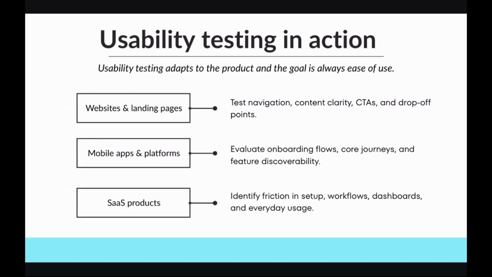So, what does usability testing actually look like in the real world? I'm going to walk you through a few scenarios where teams commonly use it. The first one being websites and landing pages. In this example, testing whether users can easily find pricing information or complete a sign up flow without any confusion is where usability testing would come in. For mobile apps and platforms, observing how people navigate features, whether gestures feel natural or not, and whether they get stuck during onboarding are some examples of where usability testing can be used.